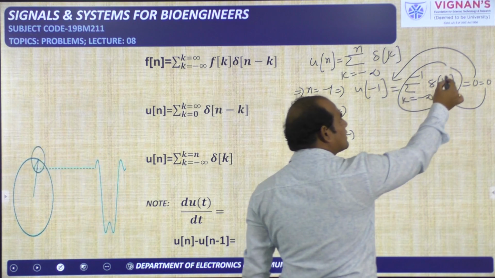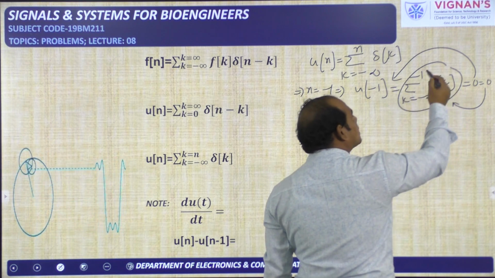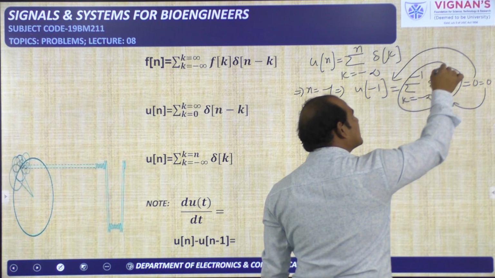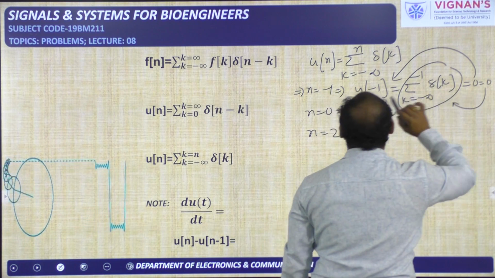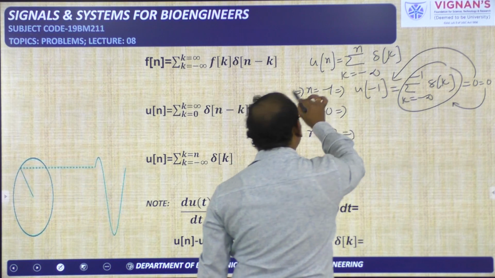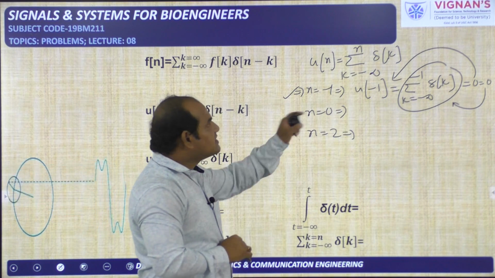This impulse signal is available at k is equal to 0, but you are doing the summation up to minus 1 only. That's why it is also 0. So 0 is equal to 0. This equation is satisfied for the negative values of n. Over.